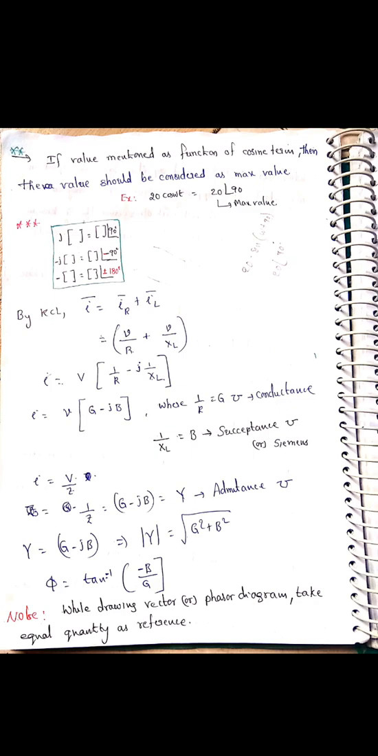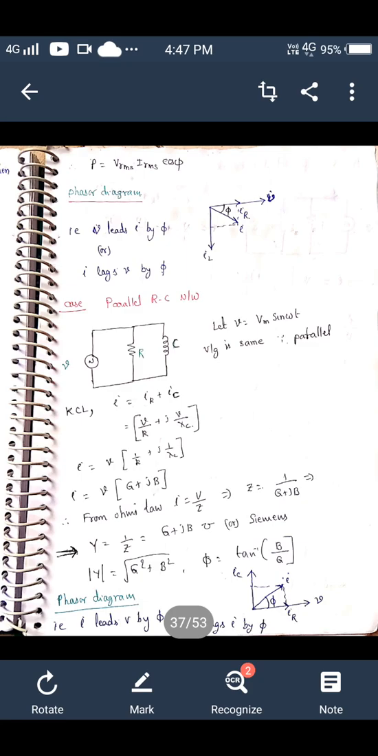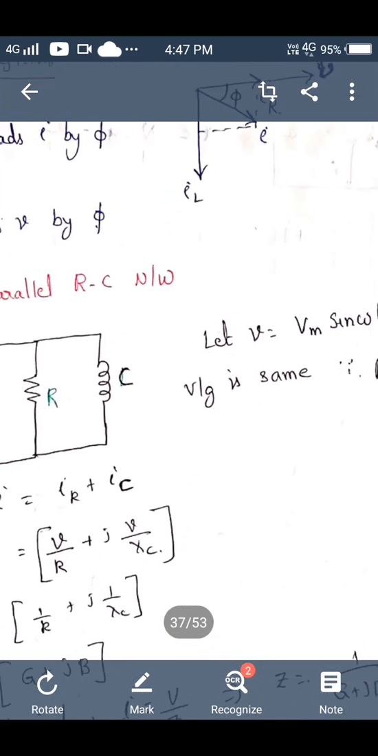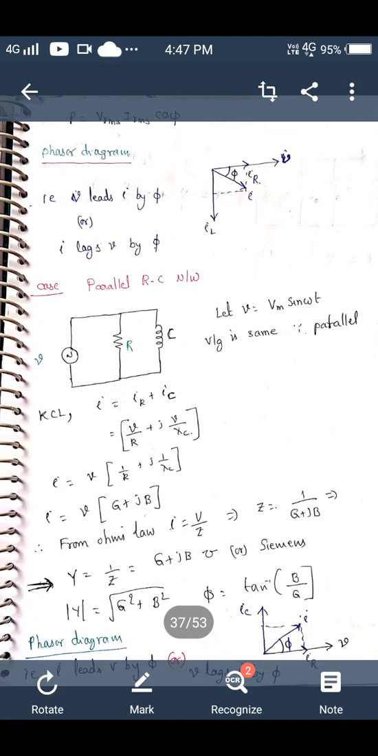If you want to draw the vector diagram, in parallel which quantity is the same? Voltage. That's why you take voltage as a reference. If you take the supply voltage as a reference, current because of the resistor will be in phase with it, and current because of the inductor lags by 90 degrees. Then the vector sum of those two is the supply current. Now the supply current is lagging the supply voltage by some angle phi. Then we can say the nature of the network is lagging, simply inductive.